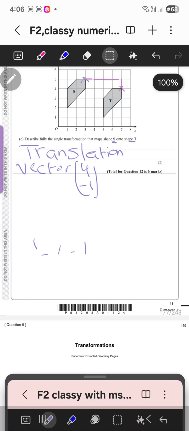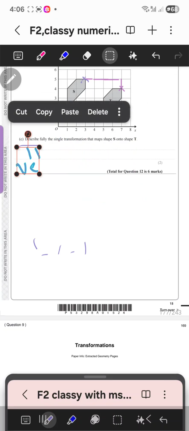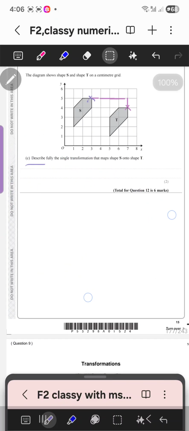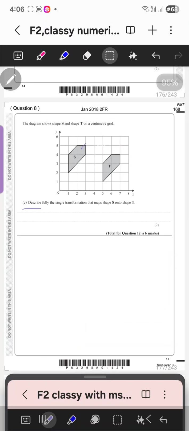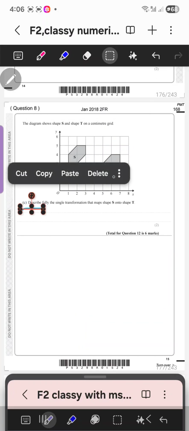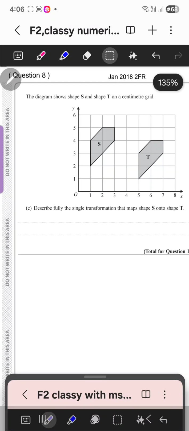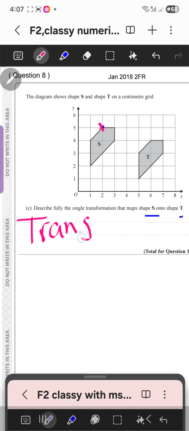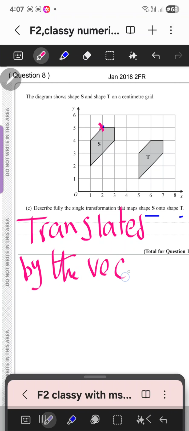Okay, and here he asks you to describe the transformation. As we see, it has been translated. It's not a mirror, because a mirror makes a mirror shape. But that has been translated. How can we know it? We can move here. He said from S to T. So number 1, it has been translated by the vector, and we are going to say the vector now.